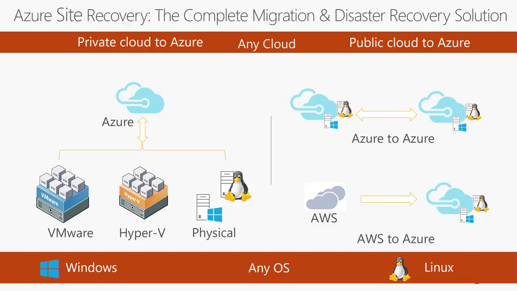And one of the preview capabilities, as I mentioned before, we can also protect workloads between 2 Azure regions. So if I have some workloads running in Sydney data center, I can protect them into the Melbourne data center. So that's a preview capability, which I'm excited to demonstrate today.